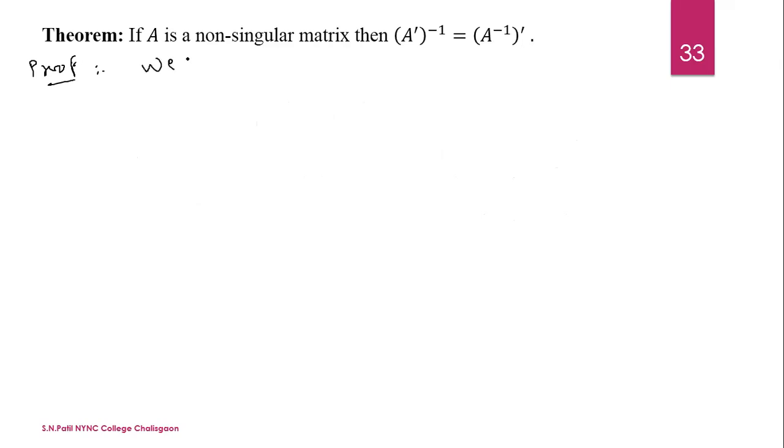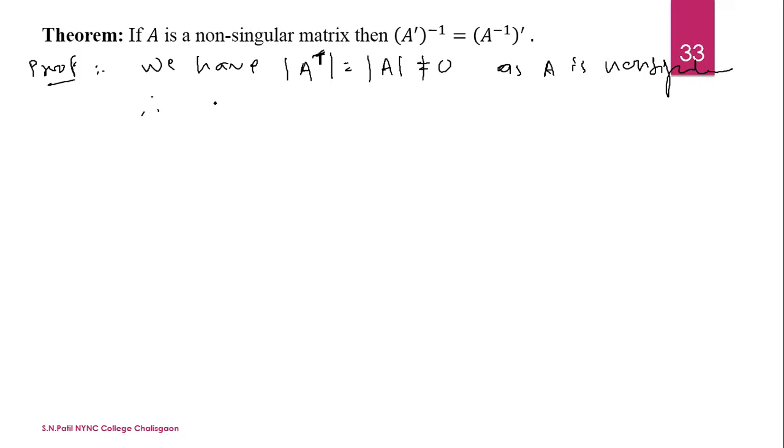We have determinant of A transpose, A dash, is same as determinant of A, and both are non-zero, since A is non-singular. Therefore, the inverse of A transpose exists.